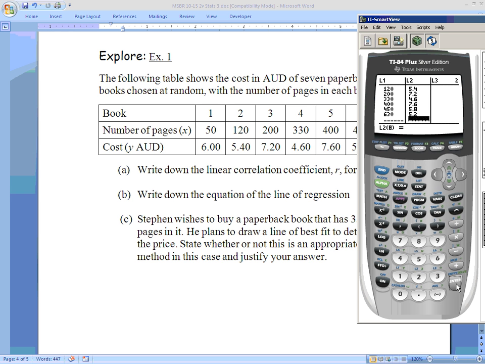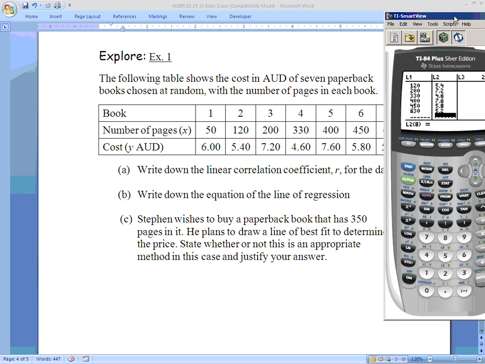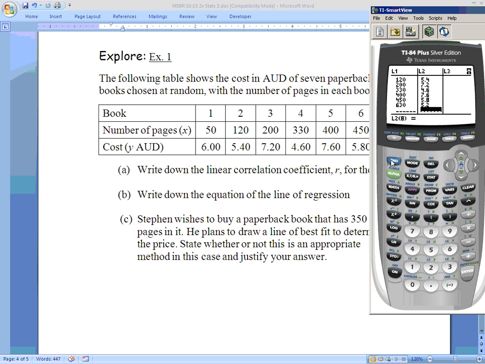To get the correlation coefficient, again, make sure that your diagnostics are on. We get to that by going to second catalog. So second 0, and then making sure diagnostics are on by pressing enter twice. But once you've done that, you never have to do it again. So those of us in class last time, we did that in class, so you don't have to do it again. You go second, catalog, scroll down so you get to diagnostics on, hit enter twice, and you're good to go.